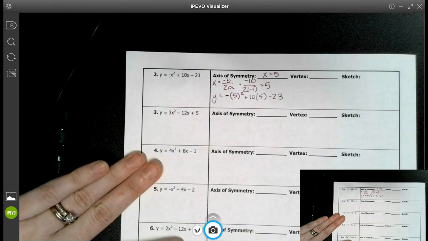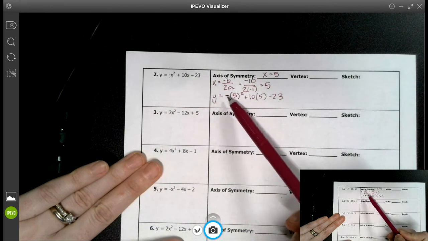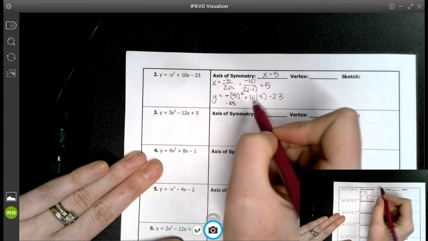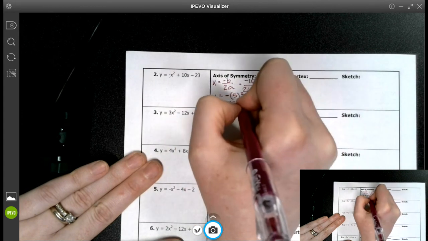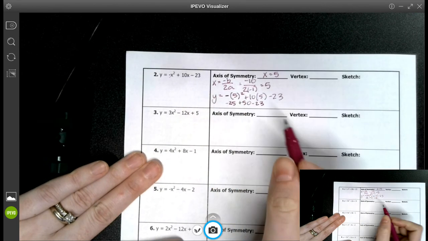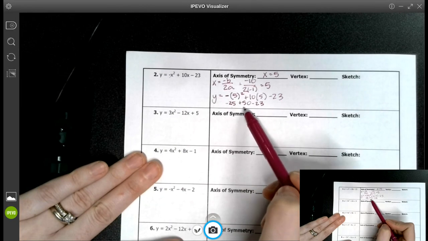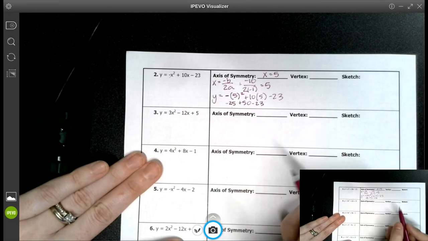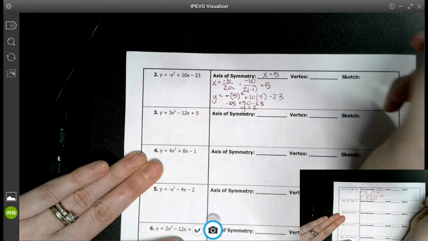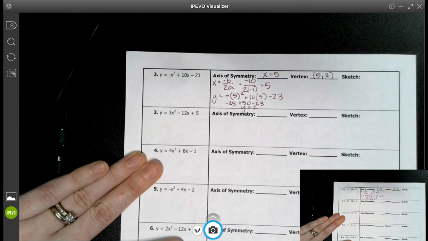So when we do this, we have to think, 5 squared is 25, times negative 1 would be negative 25, plus 10 times 5 would be 50, minus 23. Well, let's do this. We can handle it. Negative 25 plus 50 would be positive 25, minus 23 would be 2. Y equals 2. So our vertex is the point 5, 2.